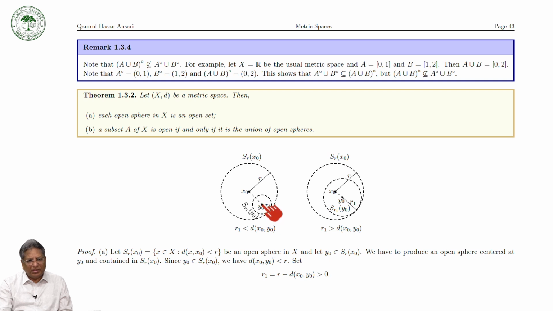y0 could be here, or y0 could be here. The distance may be greater than half of r, or less than half of r. So in any case, let us take y0, any point in this open sphere, and then we will prove that this y0 is the center of some open sphere contained in it.